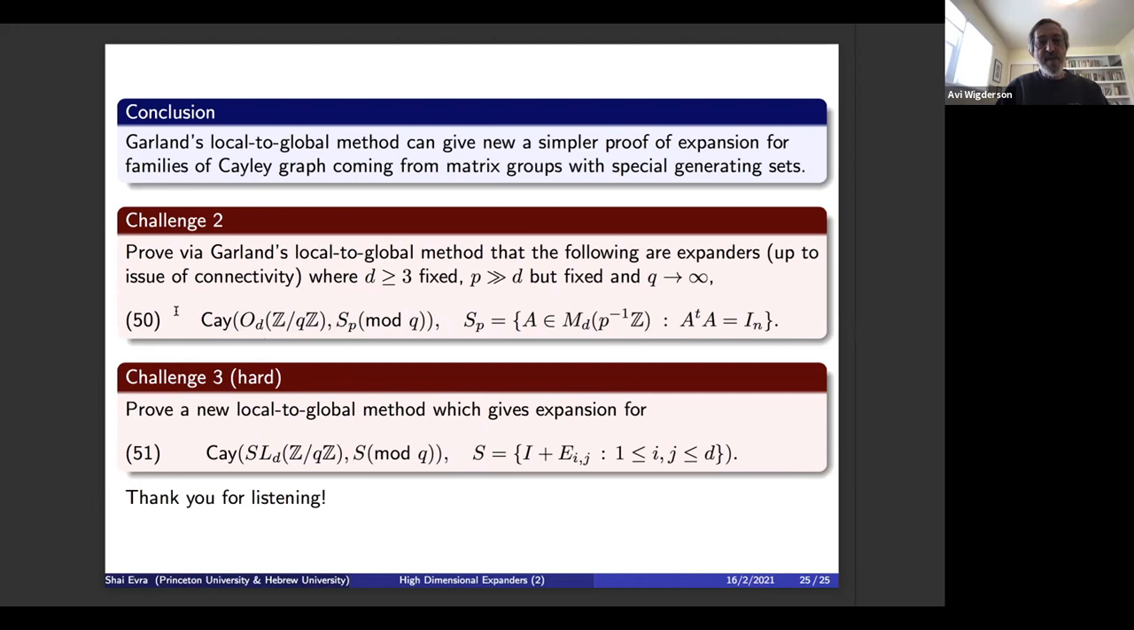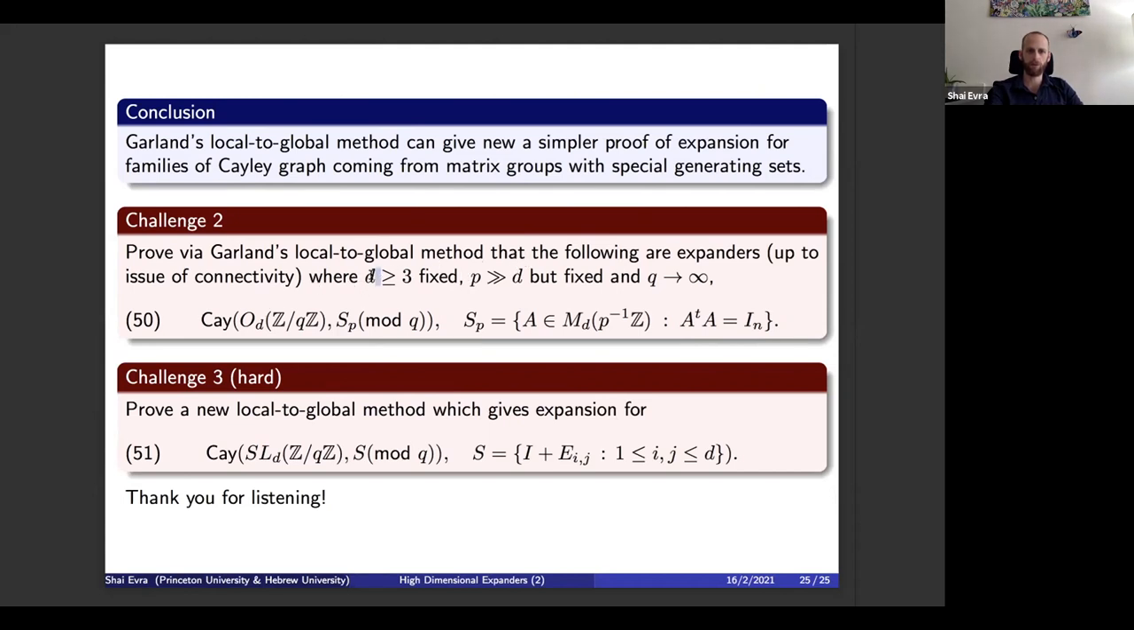What's different in this challenge? Maybe you can elaborate a bit. Yeah, so the challenge, I'll tell you what the challenge is, and then I'll explain what is a bit interesting about it. You need to prove, using the local to global method, that the following scaling graphs are expanders.